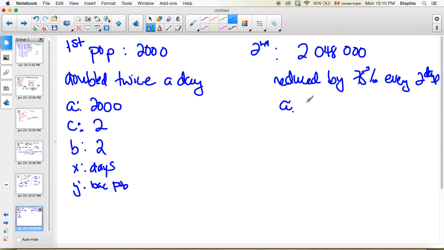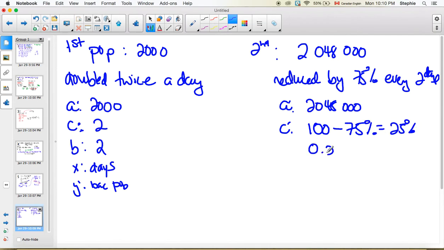Here, your A is going to be 2,048,000. Your multiplicative factor, well, it's reduced by 75%. So it's 100 minus the 75%, which is equal to 25%, which of course you're going to put as a decimal. And you're reducing it. So your X is going to be days again.